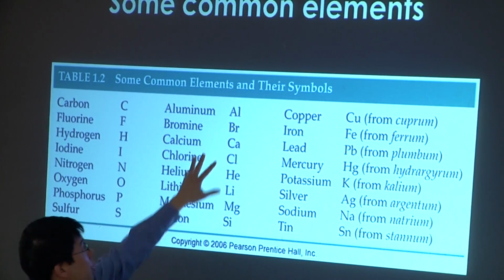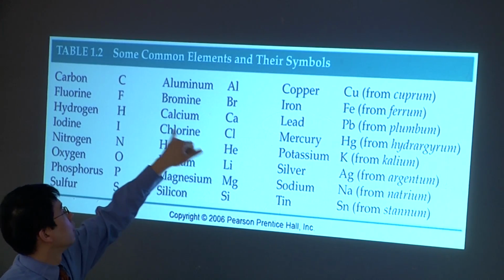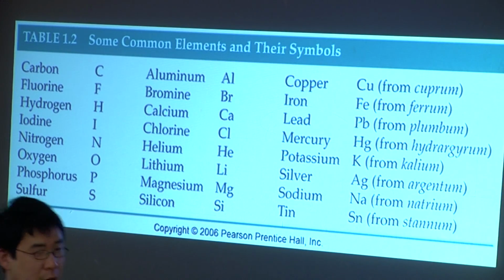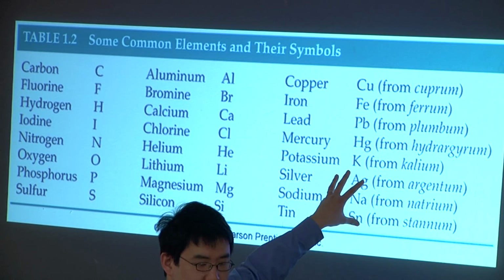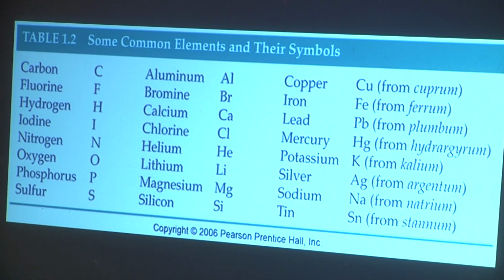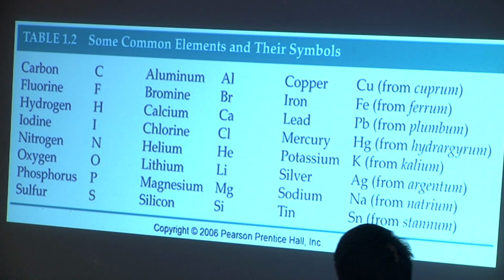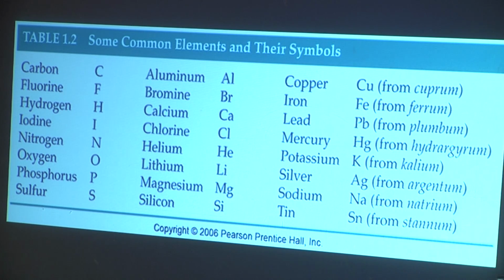There's a bunch that are one letter. There are a bunch that are two letters, like helium is He, chlorine is Cl, calcium is Ca. And then there's some that don't seem to make any immediate sense at all. So iron, for example, is Fe. Lead is Pb. Mercury is Hg. These element symbols that don't match up with the English name are generally elements that were studied long, long ago.